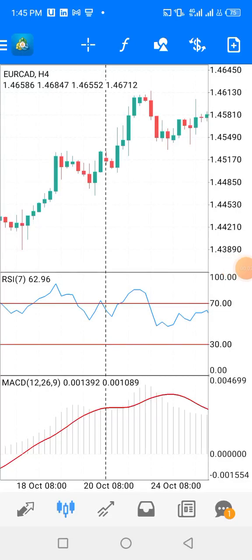Hello guys, today we are going to study something about the Parabolic Sar. Most people find it very difficult to use due to its shortcomings and due to its lagging sometimes.